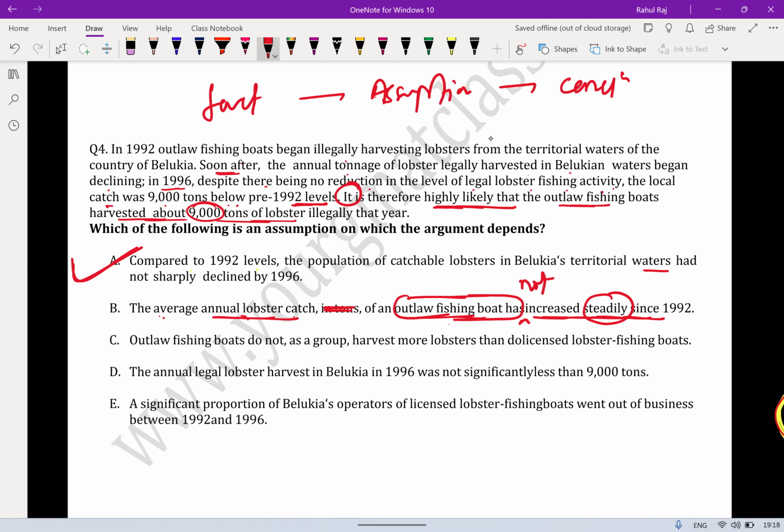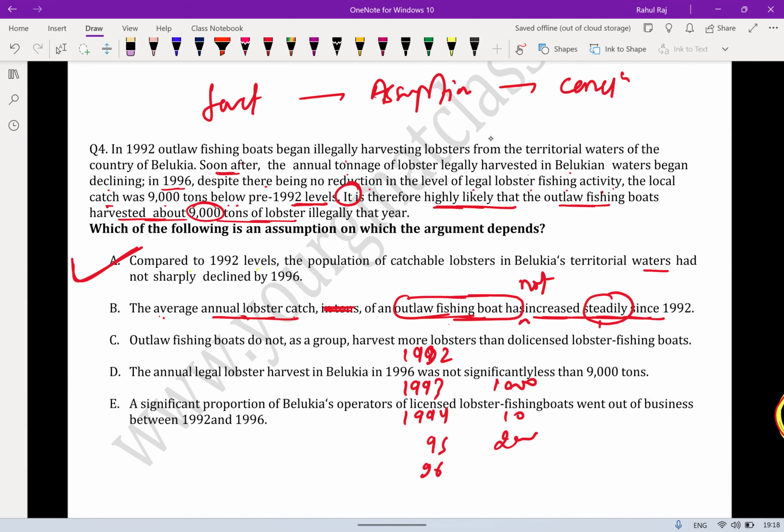It has not increased steadily, means what? Steady means what? Imagine in 1992, let's say this is 1992, this is 1993, this is 1994, this is 95, this is 96. So it has not increased steadily. It means what? It could be 1 here, it could be 1,000 here, it could be 10 here, it could be 2,000 over here. So not steady means it could have increased in a very random way. But the point is it has got nothing to do with my conclusion, first of all.